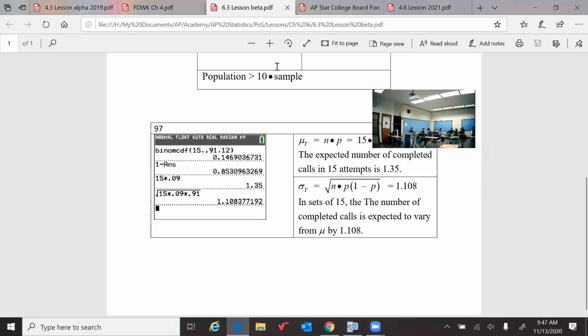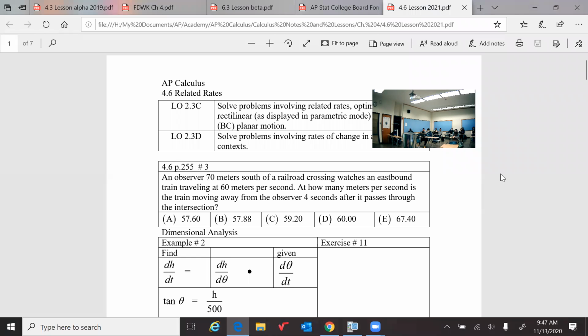And this is 4-6, the alpha lesson. So we're going to start with this question. It's not at the end of the section, but it's kind of embedded in the section on page 255. This is what this is about.